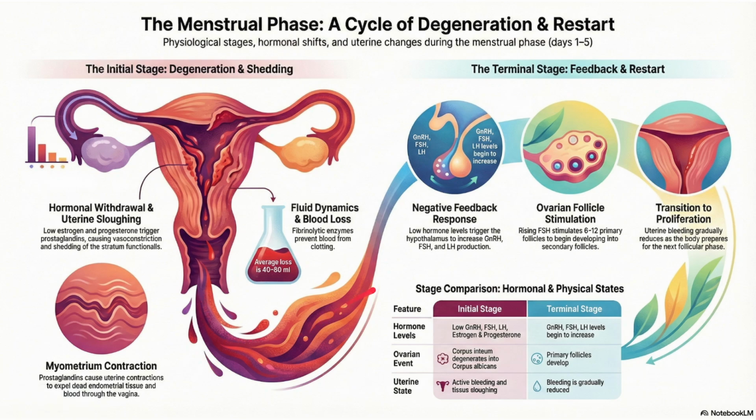In this phase, the hormonal levels are going to be very minimal in nature. That is what we can see. All the hormones will be low. Low GnRH, FSH, LH, estrogen, all of this is going to be less. So that is what is going to be there.